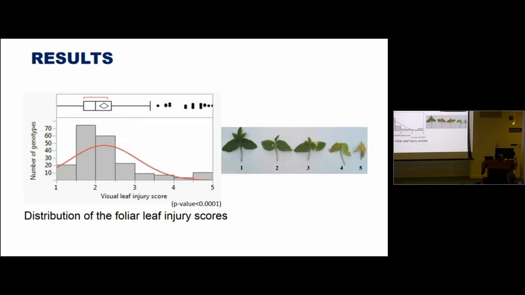So first result. Here we have a graph showing the distribution of the foliar leaf injury due to salinity on the x-axis, and on the y-axis we have the number of genotypes, and we can see that the visual leaf injury score was right skewed.